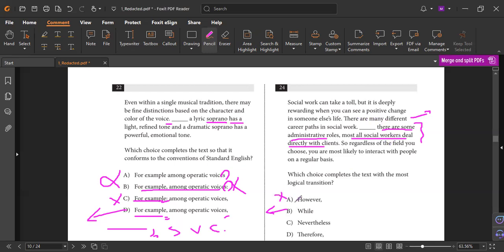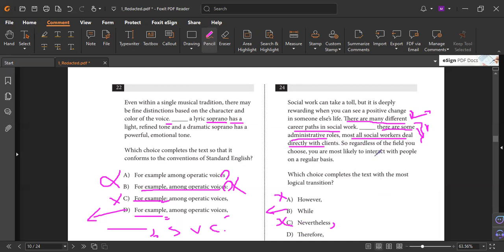That means "however" is wrong, because the transition word "however" connects the previous idea, this one, to the following one, this one. But this does not make sense here. So A is wrong. "Nevertheless," just like "however," needs a comma after it if you want to use it as a conjunctive adverb at the beginning of the sentence. So C is grammatically wrong. "Therefore": we don't have a cause and effect relation between the previous idea and the following idea. The contrast here: while there are some administrative roles, most social workers deal directly with clients.